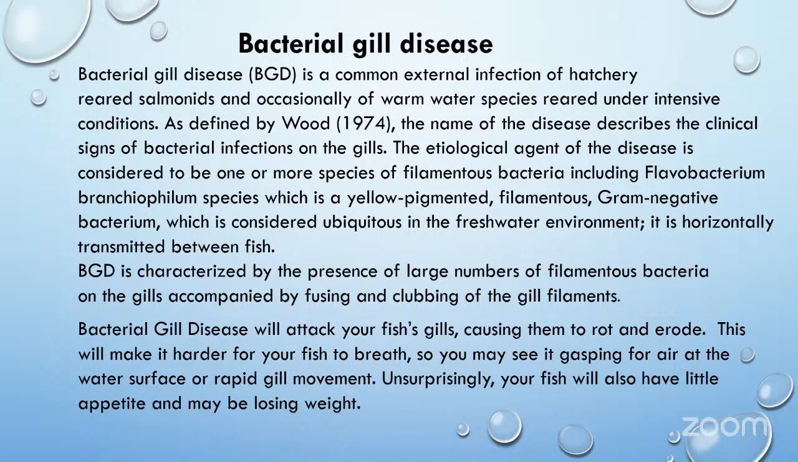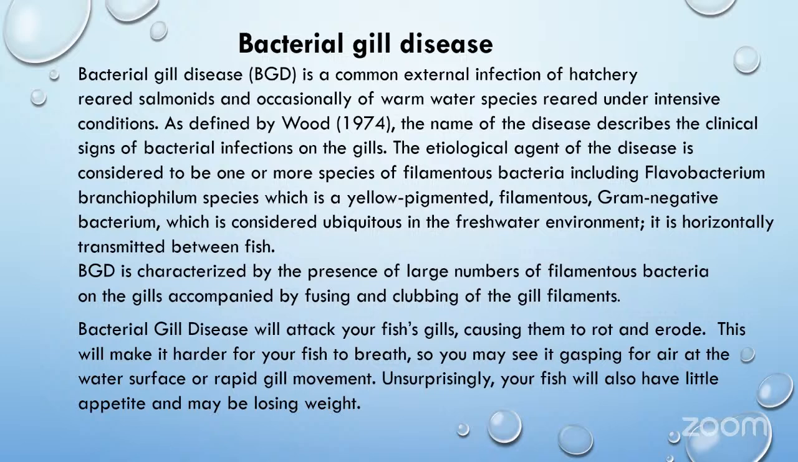So the etiological agent of the disease is considered to be one or more species of filamentous bacteria, including Flavobacterium branchiophilum, which is a yellow pigmented filamentous gram-negative bacterium. So this is considered ubiquitous in the freshwater environment. It is horizontally transmitted between fish. Now this bacterial gill disease is characterized by the presence of a large number of filamentous bacteria on the gills accompanied by fusing and clubbing of the gill filaments.